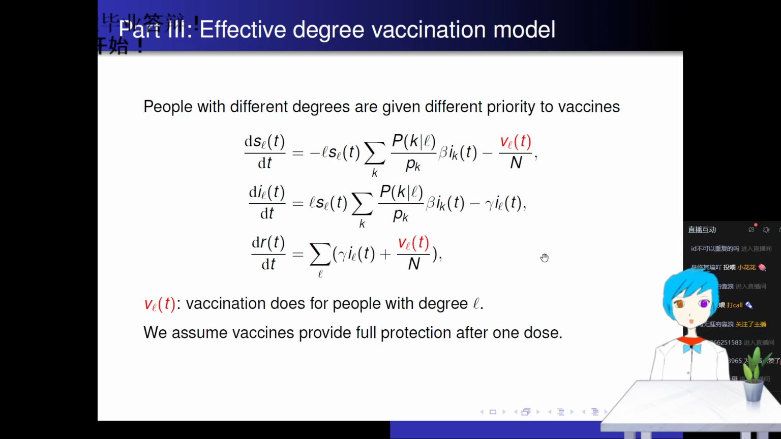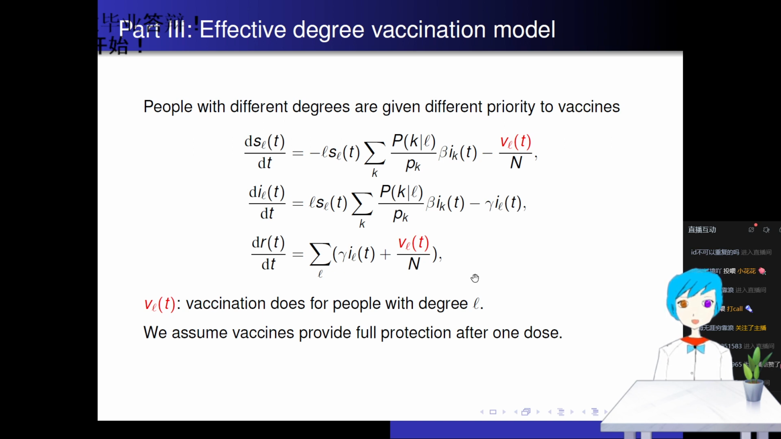So, testing can help us identify which persons we need to quarantine, and vaccination can protect the most vulnerable people from being infected. We assume that people with different degrees are given different priorities for vaccines, and the susceptible persons can be converted to the recovered group through vaccination, as we assume vaccines provide full protection after one dose.